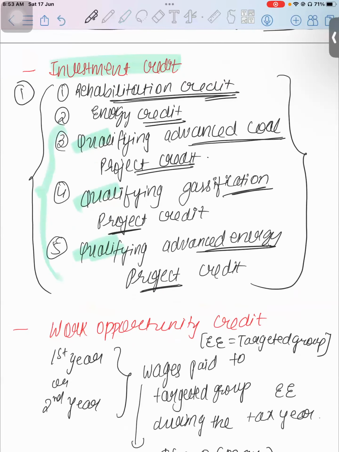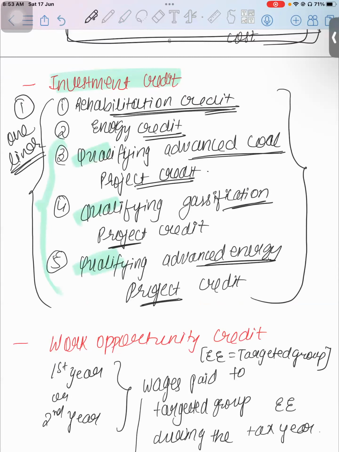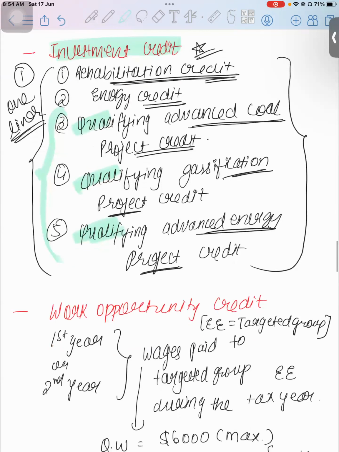There can be only one theoretical question, which will be a one liner. So just remember the credit names over here. There are 5 investment credits: rehabilitation, energy, coal, gas, and again advanced energy. So you can remember it like this. Rehabilitation is a separate thing which you can remember. Then there's an energy and energy.